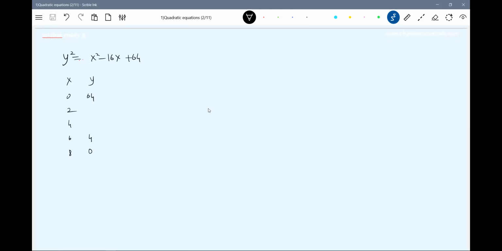I'm using a calculator. That's why it's taking time. X equal to 4, it will be 16. X equal to 2, I think we can readily calculate. It will be 16 times 2, that is 32. 32 will be 32. 64. Okay, 32 will cancel out. 32 plus 4 will be 36.